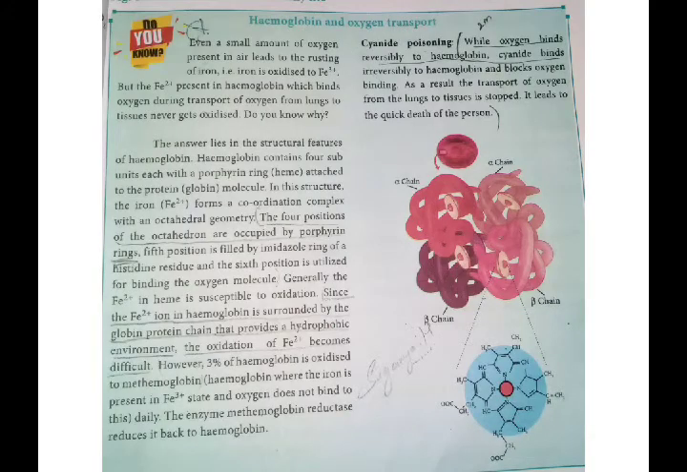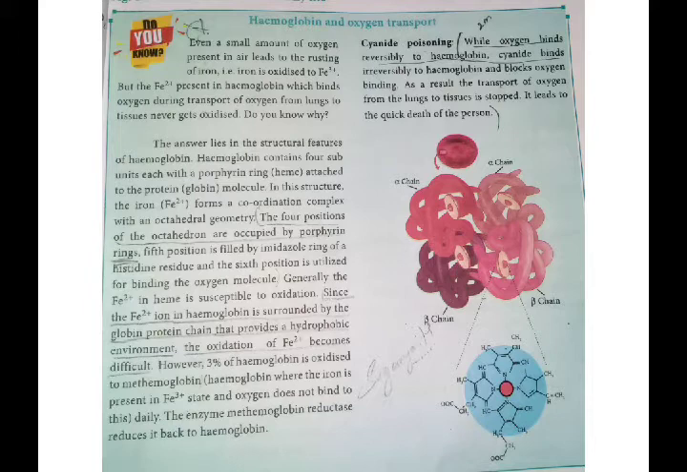Generally, which element is present in hemoglobin? It's iron. You know very well that iron is oxidized once it is exposed to air; it gets rusted. That we know already. But the Fe2+ which is present in the hemoglobin doesn't get oxidized. Do you know why?